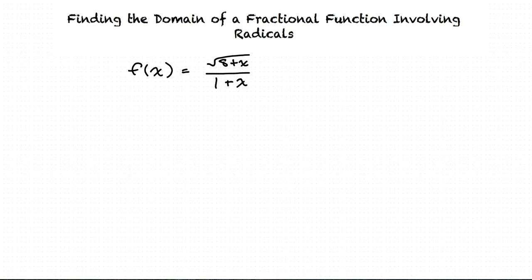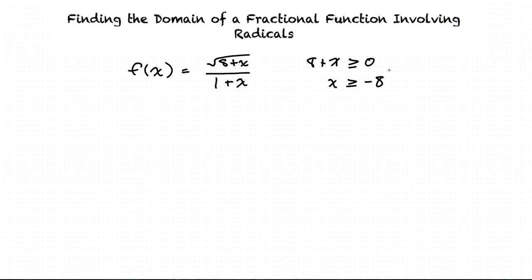Our first step is to look at the numerator, the square root of 8 plus x. In order for a square root to be a real number, the expression inside must be non-negative. So in this case, 8 plus x, the inside expression, must be greater than or equal to 0. And doing some simple algebra, we see that x is greater than or equal to negative 8. So for now, our domain is negative 8 to infinity.